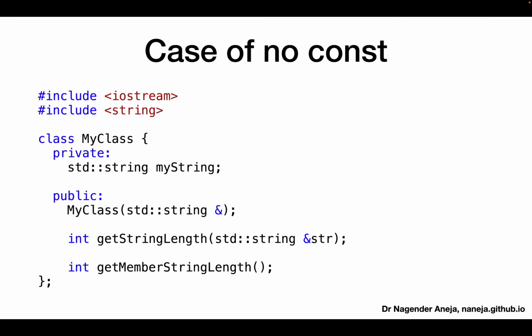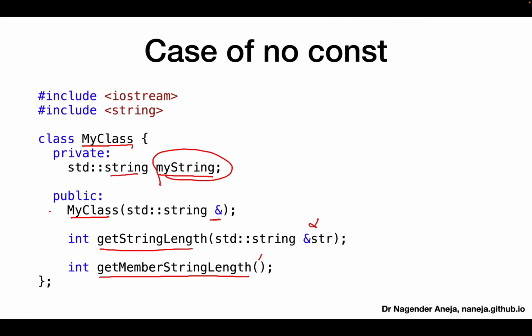Let's see the case of no const. Let's say we don't have the const keyword, right? So what happens? We have a MyClass here, and this is myString, and it's of type string. Now we have a constructor. It accepts a reference to the string. We have getStringLength. It receives a string and, as the name indicates, it is going to return the length of that string. And this is another function, getMemberStringLength. Its role is not to receive a string, but to use the member string, which is myString. It will check the value and return the length of that string.